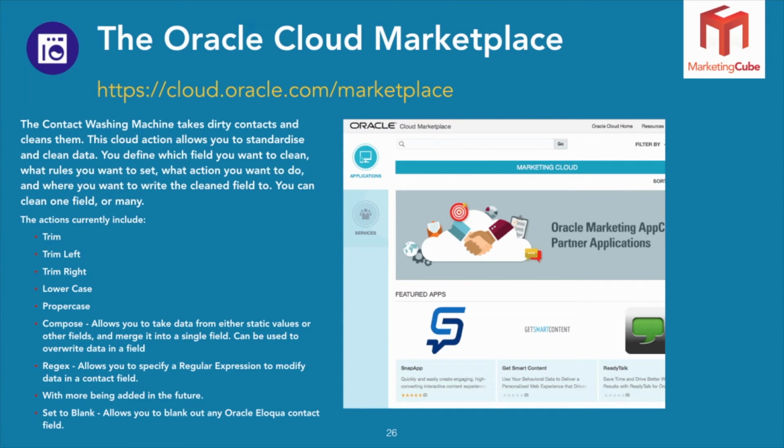And so there's the URL, simply cloud.oracle.com/marketplace, and you can have a look at all the various options that are available for you.